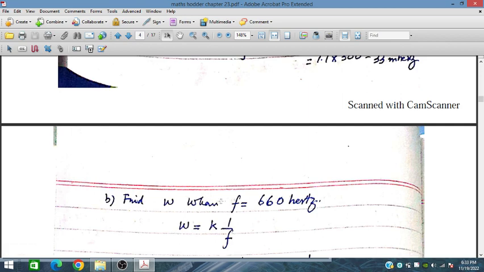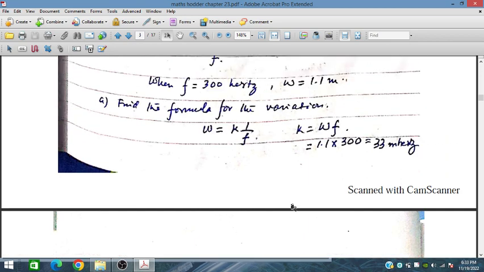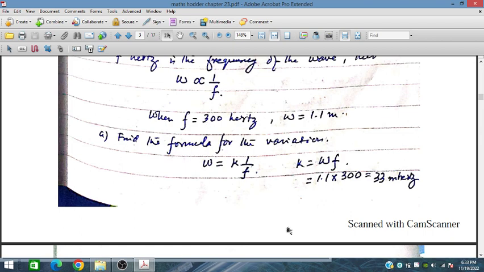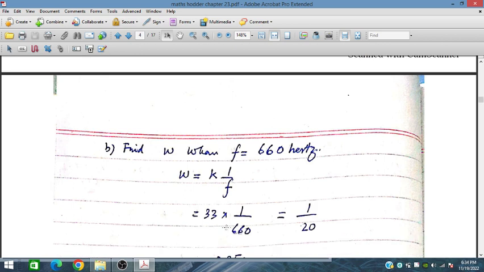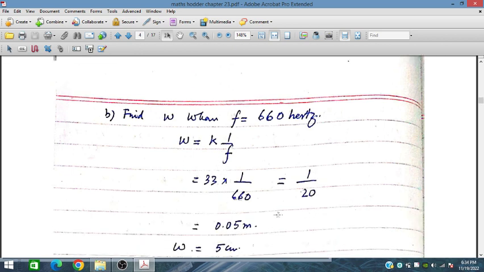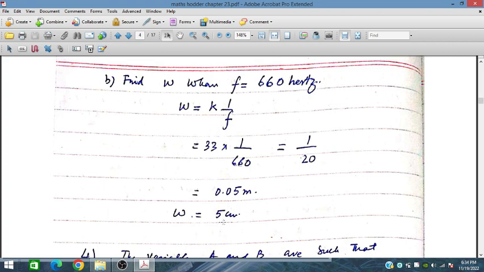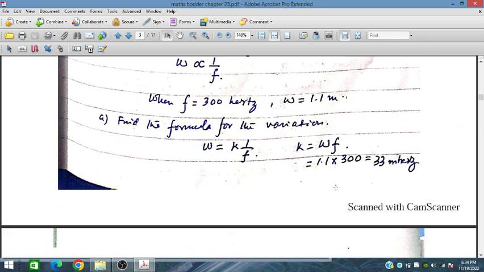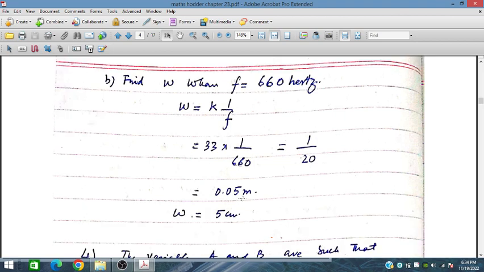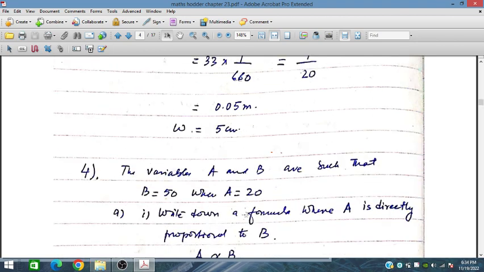Now find W when F is equal to 660 hertz. Now the frequency is increased from 300 to 660. So the frequency is increased, so the wavelength will decrease. So W is K times 1 over 660, so W is equal to 0.5 meters. Previously it was 1.1 meters. Now it is 0.5 meters.